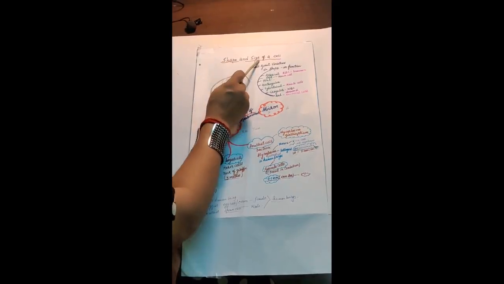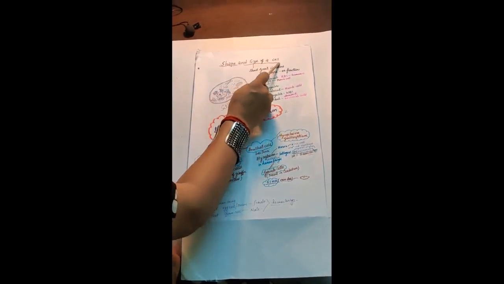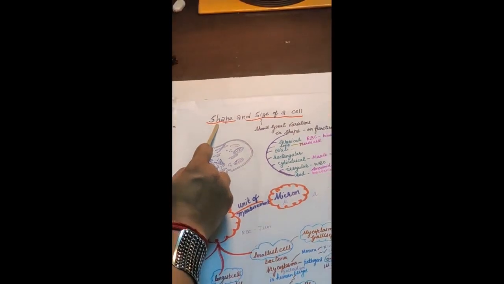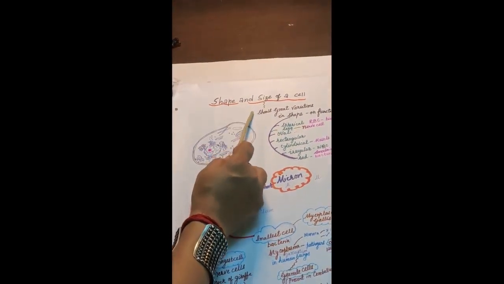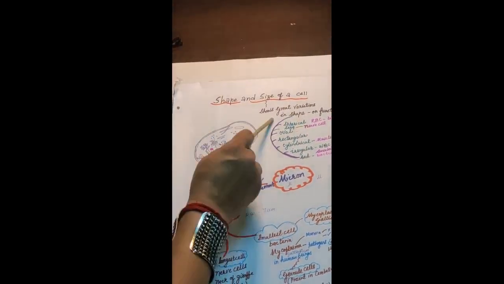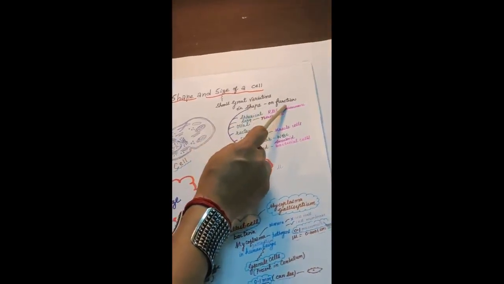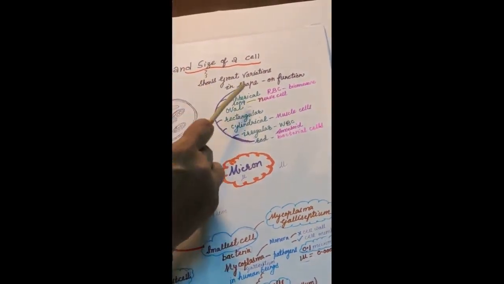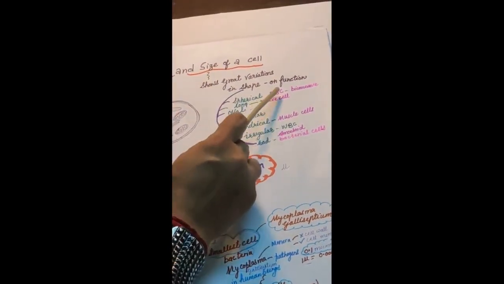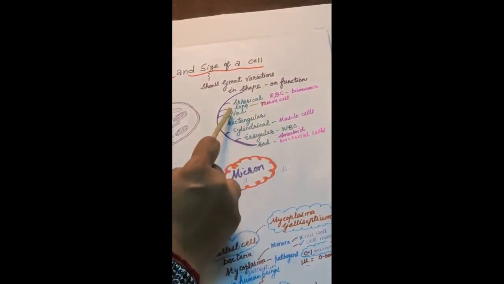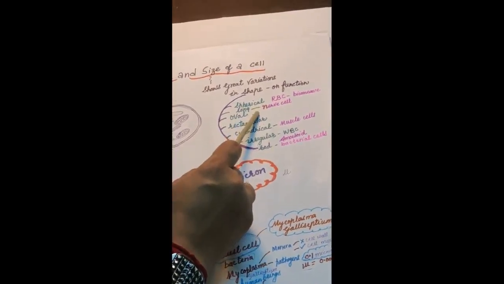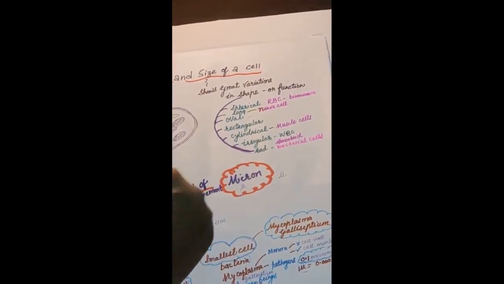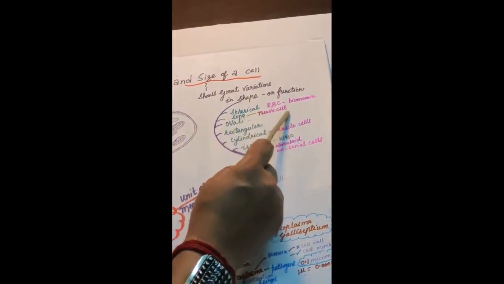We'll see the shape and size of a cell, which is very important. Now, there are different types of shapes and sizes. See, it shows great variation in shape. Depending upon the function they are performing, they have different shapes, like spherical, RBC is biconcave. Your nerve cell is long because a nerve cell has to conduct information from one part of the body to another part. So, it is long.